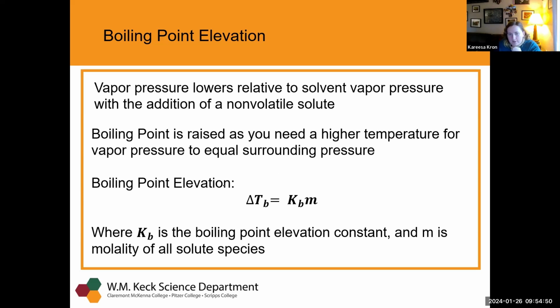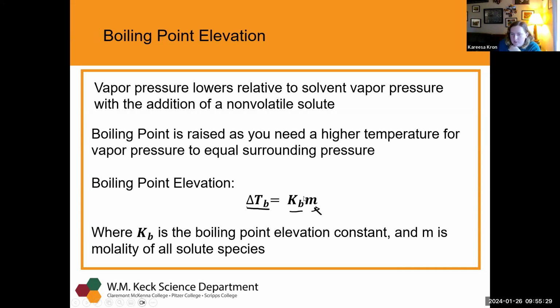This boiling point elevation can be described as follows: the change in temperature is the result of a boiling point elevation constant, which is based on the solvent, multiplied by the concentration of whatever solute you're adding. And this lowercase m here is the molality of our solute species. So this expression allows us to describe, for a given solvent, how much your temperature will change with different molalities.